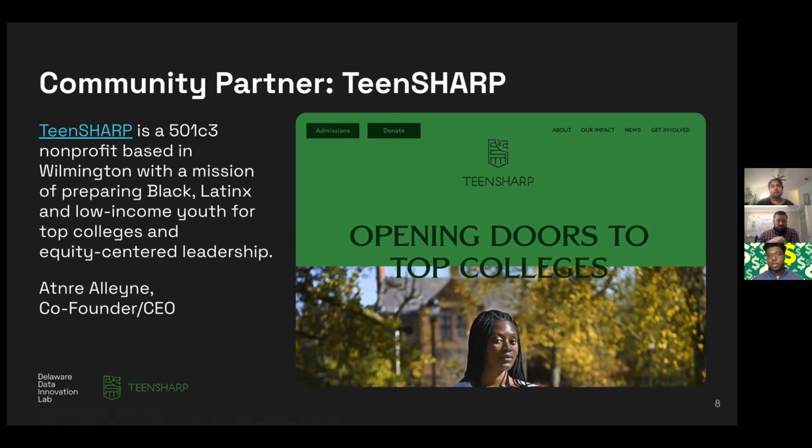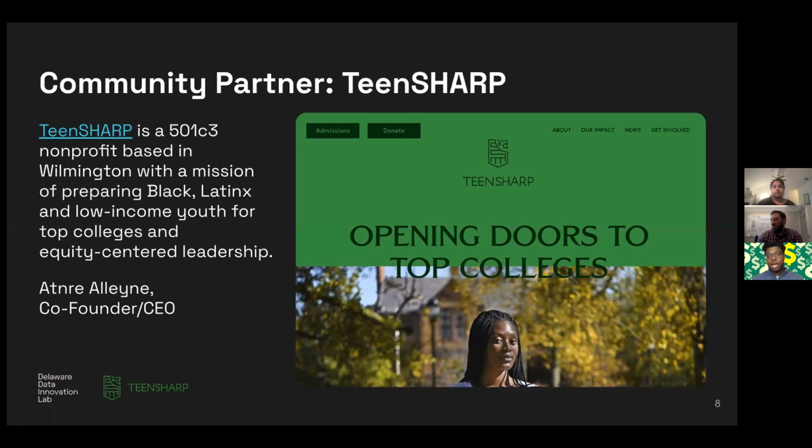And with TeenSharp, as with a lot of organizations right now in the community, the pandemic has kind of thrown things for a loop, and we're trying to figure out also, what are some of the unique dynamics now as a result of how the environment in higher ed has changed. And one of the things that we started to see, and we read some national research on that, is that FAFSA completion rates were down.